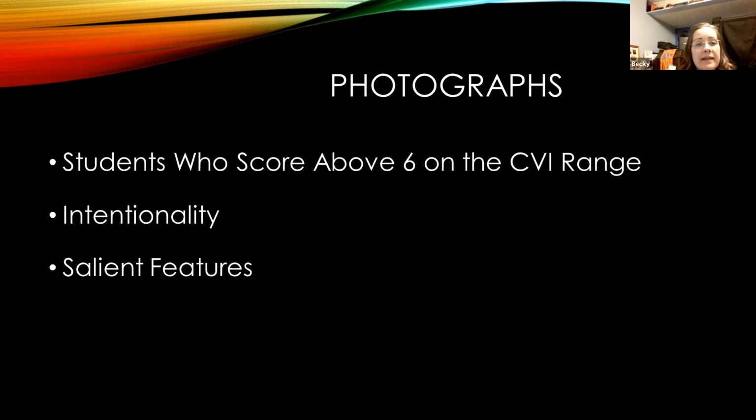We need intentionality. We need to talk about salient features. And when we begin to move from objects to photographs, we're going to be very selective. We're going to choose the objects that they already have in their repertoire, and we're going to take actual photographs of those objects. And then we're going to start pairing the object and the photograph. And we're going to talk about the salient features. So we would bring in the yellow ball that we use for PE and have that symbol. And then we would have the photograph of that symbol.